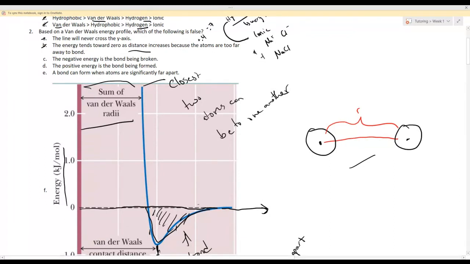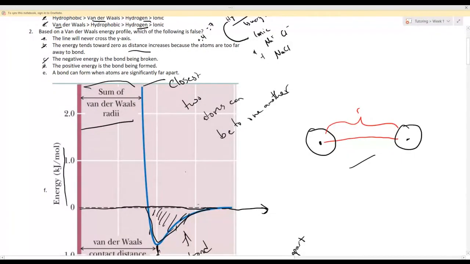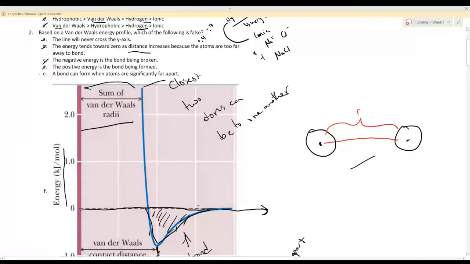C, the negative energy is from a bond being broken. D, the positive energy is the bond being formed. So both of these kind of go hand in hand, so they both have to be true. Wait, I believe I have this backwards. Oh, wait, yes, sorry, they are both true. Yes, that's exactly right. And then finally, this is false.